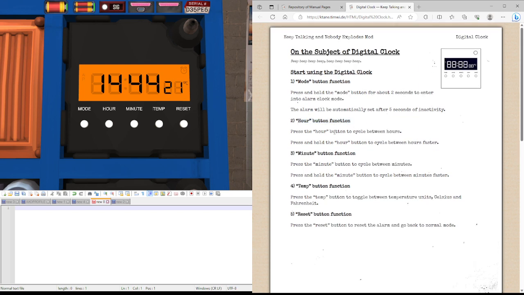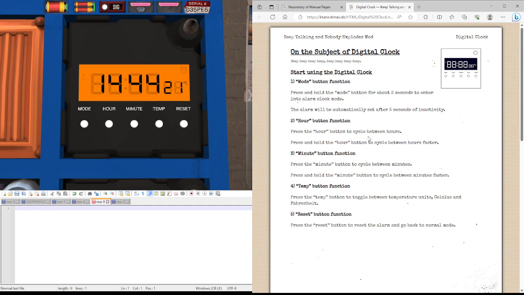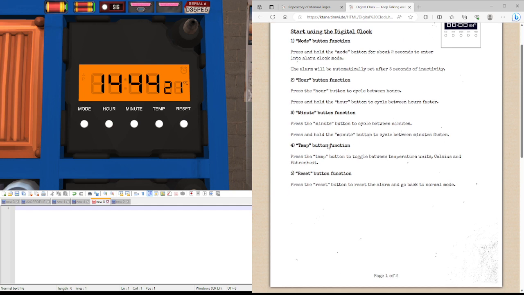The hour button cycles the hours in the submission state. The minutes cycle between the minutes in the submission state, where pressing and holding can cycle them faster. Temperature will be needed to figure out what we're going to be setting the time to. And the reset function, of course, resets the alarm and goes back to normal mode.